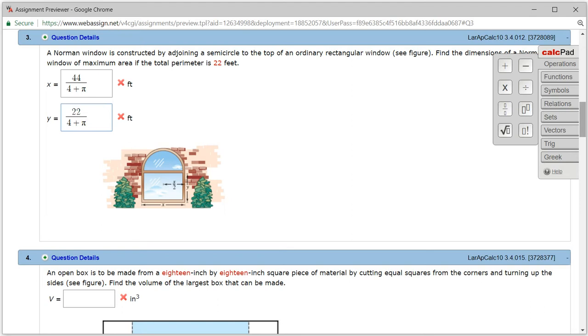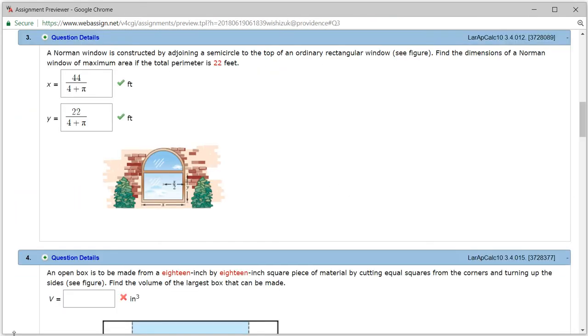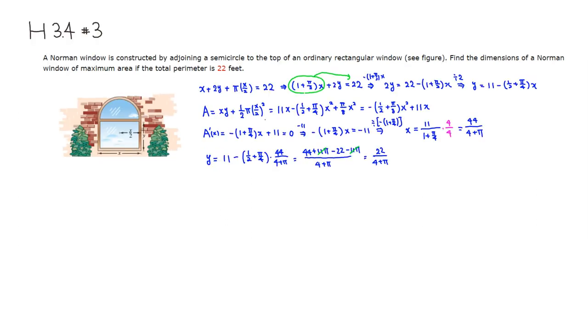Alright, so let's check the answer. Submit for testing. It came back and looks like we got this one correctly. Alright, that's it. I hope that this was clear.